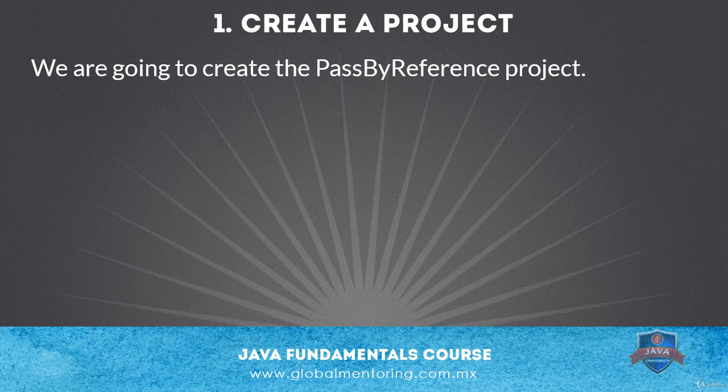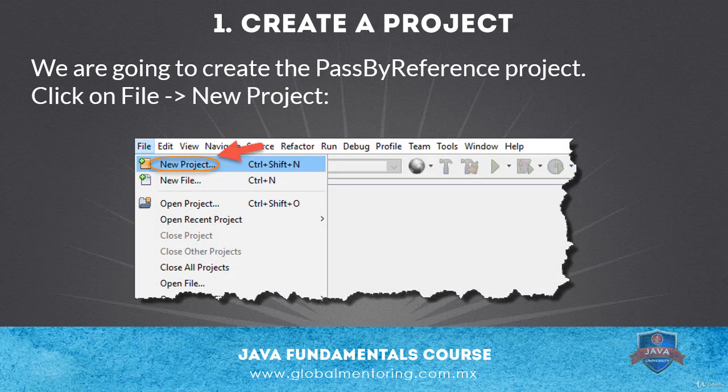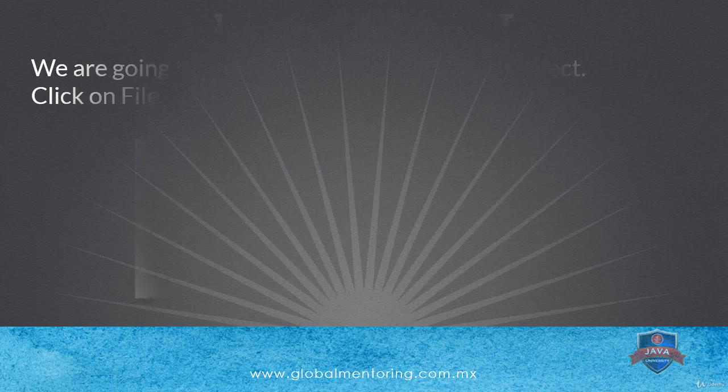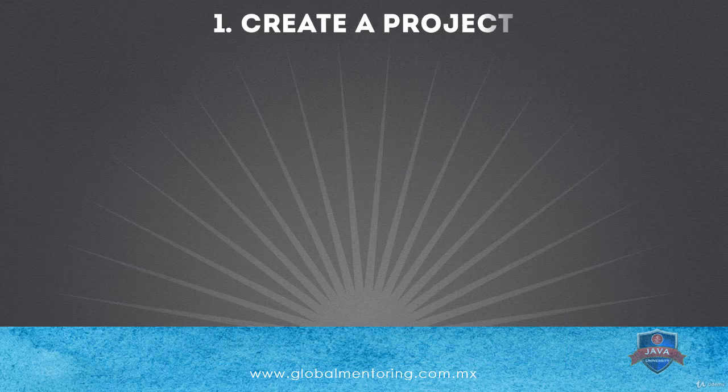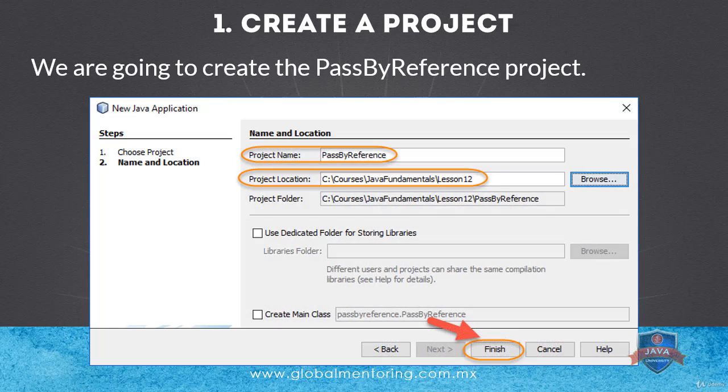Create a project. We're going to create the pass by reference project. So click on File, a new project. Select Java, Java application, and click on Next. The project name is Pass by Reference, and the project location is Lesson 12, and click on Finish.